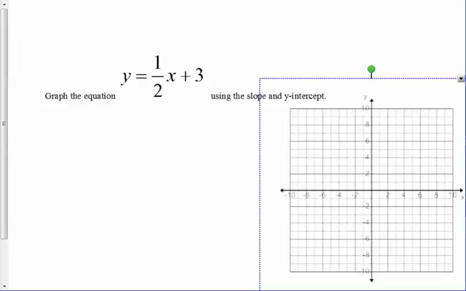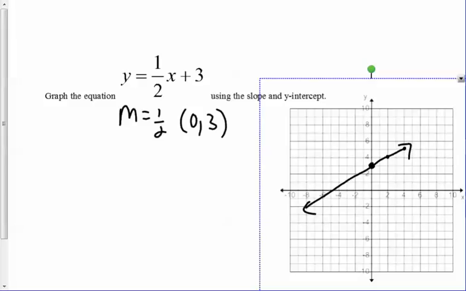So when it says graph the equation y equals 1/2 x plus 3, well, I know my slope is 1/2, and I know my y-intercept is 0 comma 3, so I can go to 0 comma 3, put a dot, right? And slope is constant, so I'm going to go up 1 over 2, up 1 over 2, and there's my line. Easy, right?